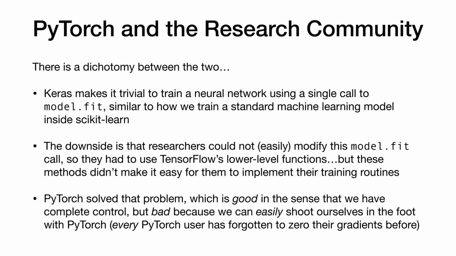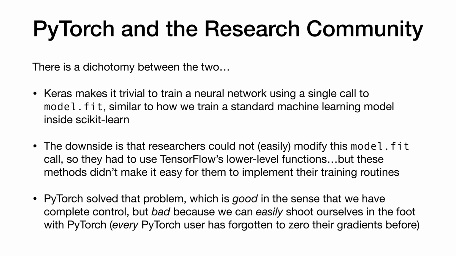So this slide reiterates that point. There's this dichotomy, this balance between the two. Keras really makes it honestly trivial to train a neural network because all you have to do is call model.fit, just like you would if you were utilizing the scikit-learn library for standard machine learning. The downside, of course, is that researchers can't really modify this model.fit call, and if they could, it would be time consuming and tedious, and quite honestly, probably not worth it. So they had to use TensorFlow's lower level functions. But these methods didn't really make it easy to implement their custom routines.